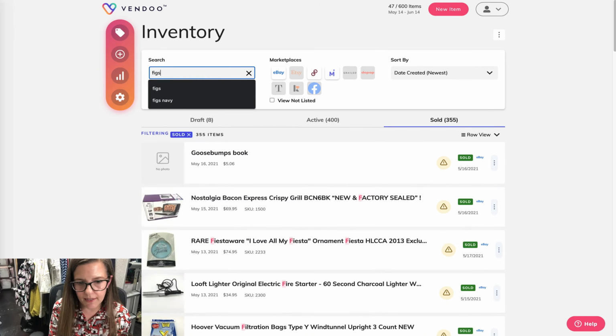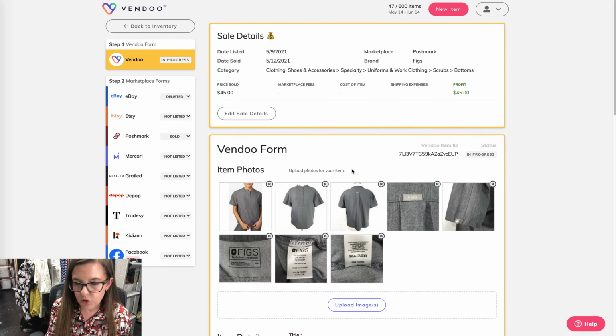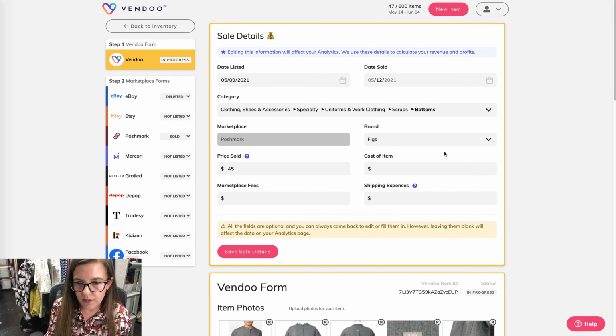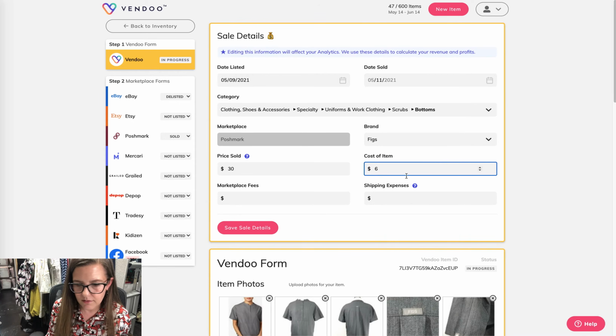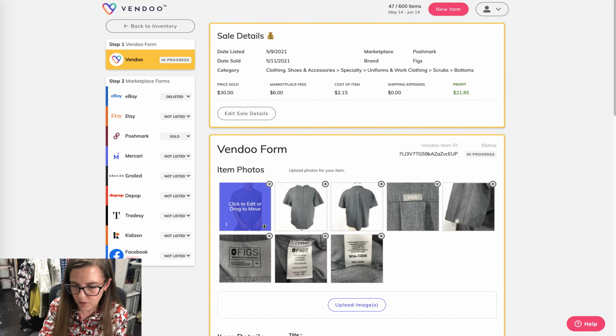Figs. Again, this is the gray. Here we go. This one sold on Poshmark, and it sold on the 11th as well. It sold for $30. The cost of the item was $6. Sorry, it was $2.15. And the marketplace fees were $6 and no shipping expense. $21.85 profit.